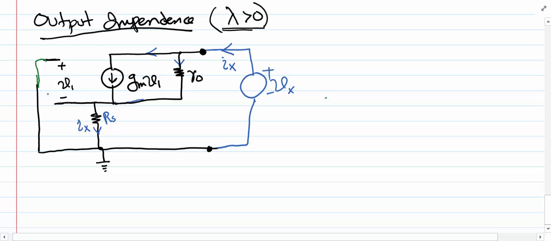And if I look from this side, or if I apply a KVL here, what I observe is that V1 is equal to minus Ix Rs, because we have the sign plus and minus here. If V1 is equal to minus Ix Rs, then the current that is going to flow in this branch is going to be equal to Gm V1, and now that we have the value for V1, the current is going to be equal to minus Gm Ix Rs.